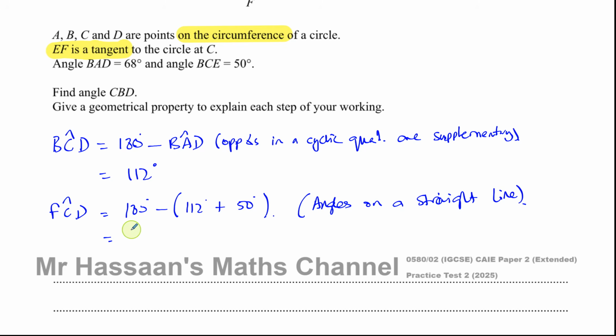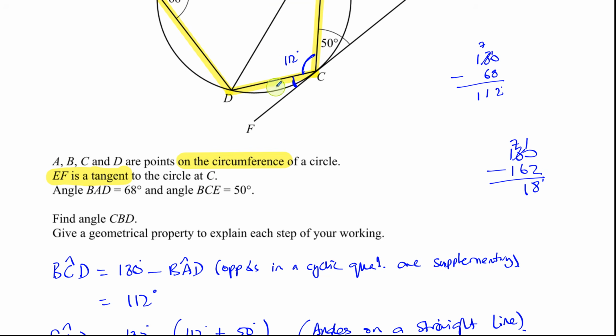Okay, so this is going to be 180 minus 162, which is going to be 62 plus 8 is 70, so it's 18. And again, if we're not sure, we can do 180 minus 162, take one from there, 10 minus 2 is 8, 7 minus 6 is 1, 18. So that's 18 degrees. That's angle FCD, which is this angle over here.